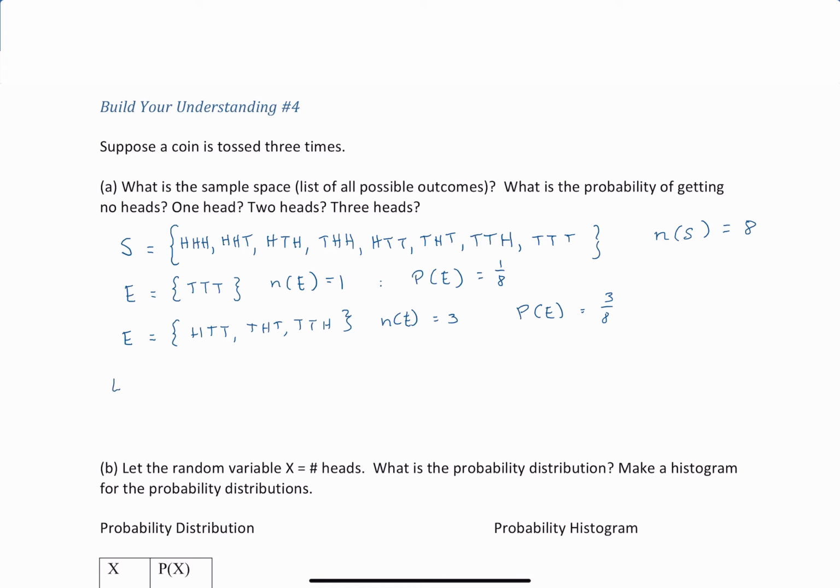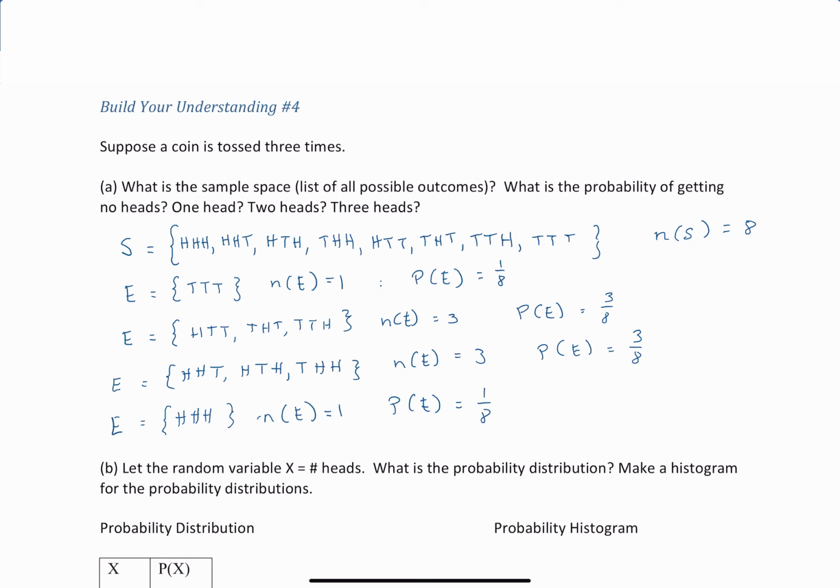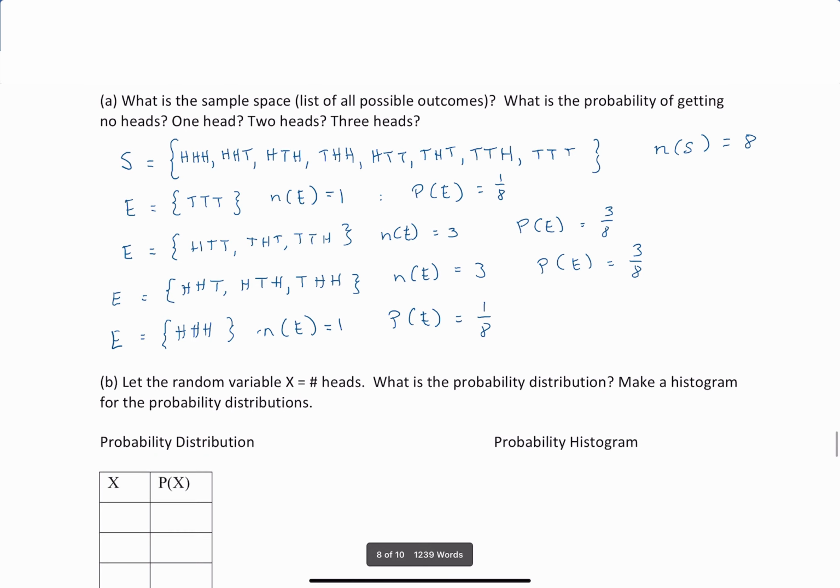Then we're interested in having 2 heads. That contains the outcomes heads, heads, tails; heads, tails, heads; and tails, heads, heads. Again, we have an event with 3 outcomes. So again, the probability of that event is 3/8. And last, we're interested in the probability of getting 3 heads, which only has the outcome HHH. So N of E is 1. And the probability of E is 1/8. That's all the work we need to do to make our probability distribution.